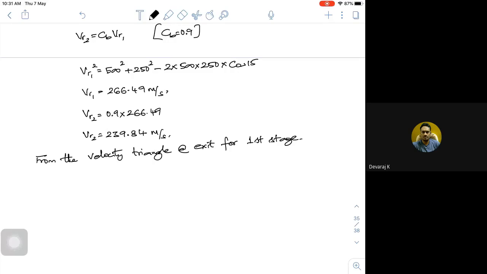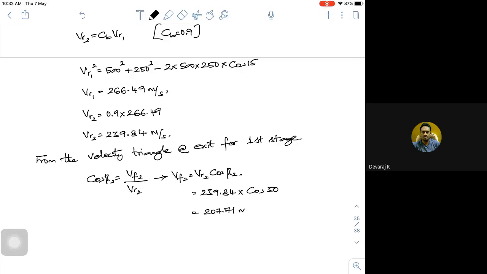cos beta 2 is equal to VF2 divided by VR2, or I can calculate VF2 is equal to VR2 into cos beta 2. So VR2 is equal to 239.84 into cos 30, it is 207.71. So this is your VF2.